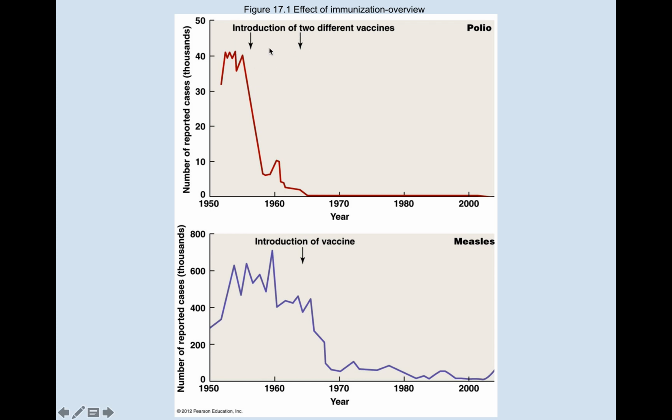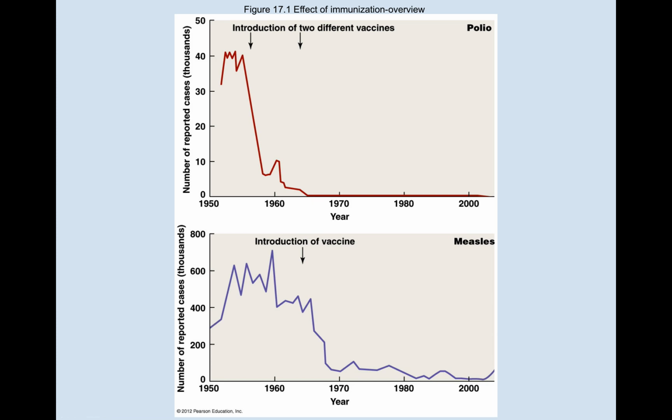This is a figure showing the introduction of two different vaccines for the polio virus. So in the 1950s, we have the first vaccine introduced, and before that we would have 40,000 cases in the United States each year. Introduce the first vaccine and we see a dramatic decline, 5 to 10,000 cases, and then we have a better vaccine that's introduced in the mid-1960s, and we basically eradicate polio from the United States.